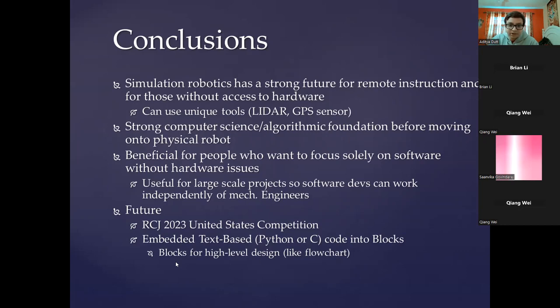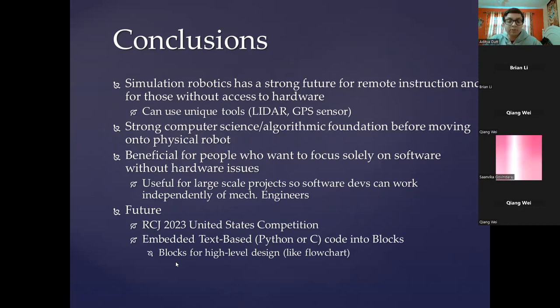And this is especially used in very large scale projects, so the software developers can work independently of the mechanical engineers developing robots. So for example, like I was talking about before with the Mars rover, or if anybody's seen the Boston Dynamics robots, the four-legged dog ones that walk around and jump around, they use simulation software because they need the software people to be able to work without having to worry about hardware issues.